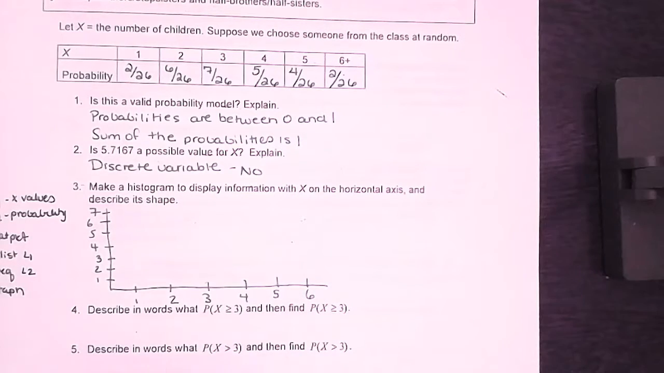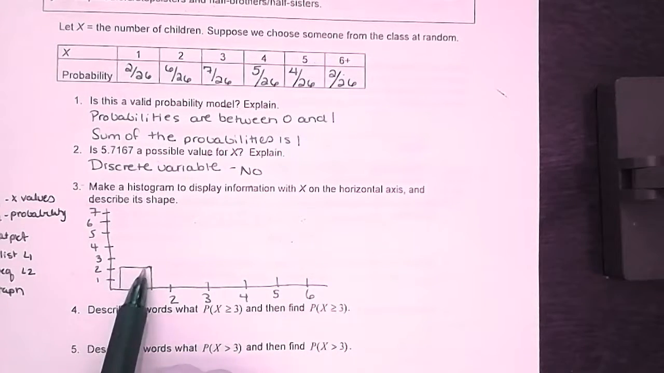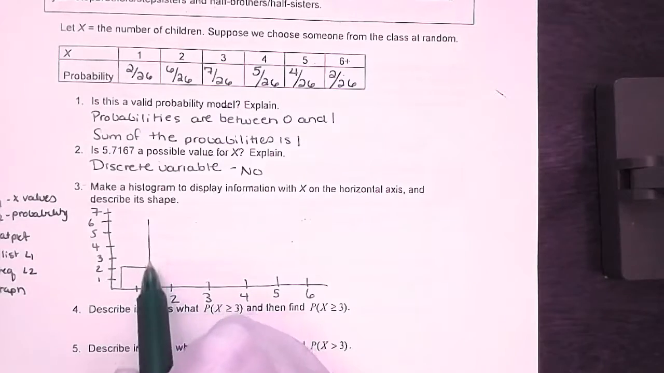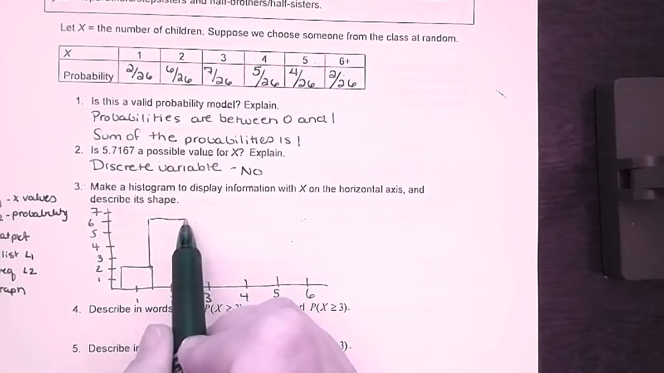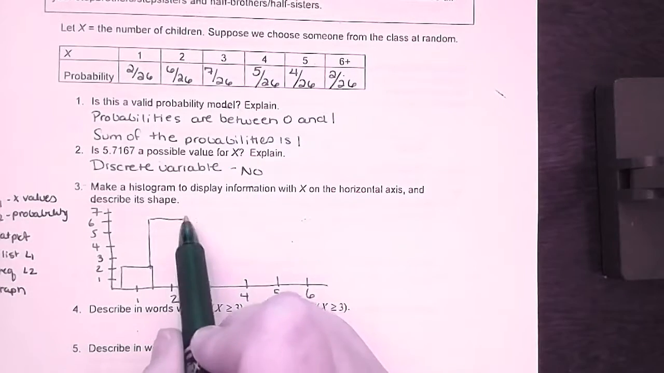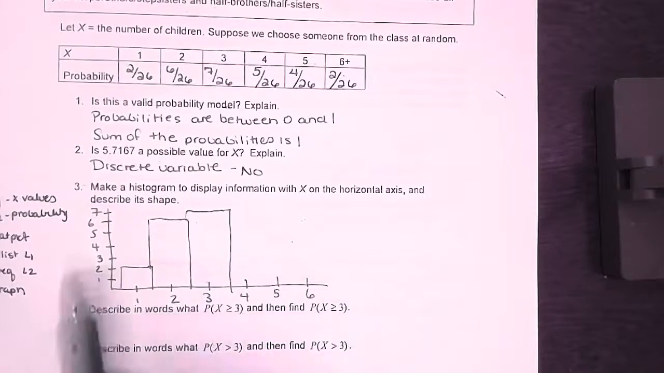Remember, a histogram is a great way of showing frequency, so that's what we look at here. For those with one child in their family, we had 2 people. We had 6 people with 2 children, and 7 people with 3. Remember, in a histogram everything touches. There are no gaps. It's not a bar graph.